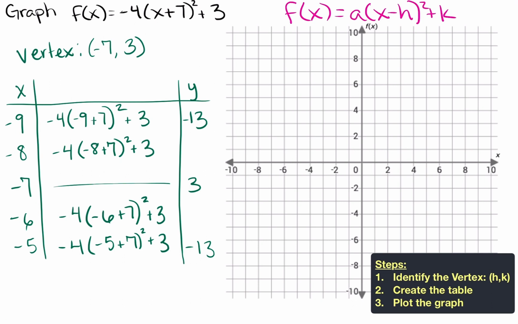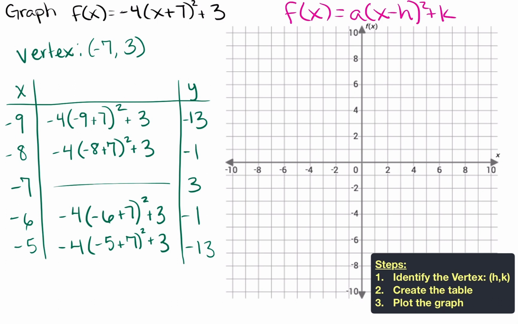Then we get -8 plus 7 is going to be -1. -1 squared is 1. 1 times -4 is -4. And then -4 plus 3, we get -1. And another -1. Now we have a completed table, so we can move on to plotting our graph.